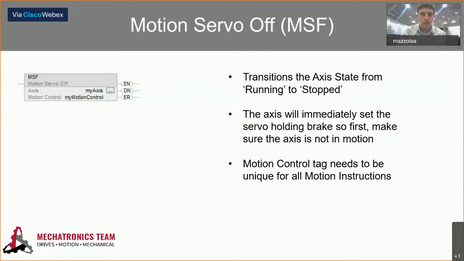Motion servo off instruction transitions the axis state from running to stopped. This will set the servo holding brake. And so first make sure that the axis is not in motion before you do this. And again, the motion control tag needs to be a unique tag for each of these motion instructions in your project.